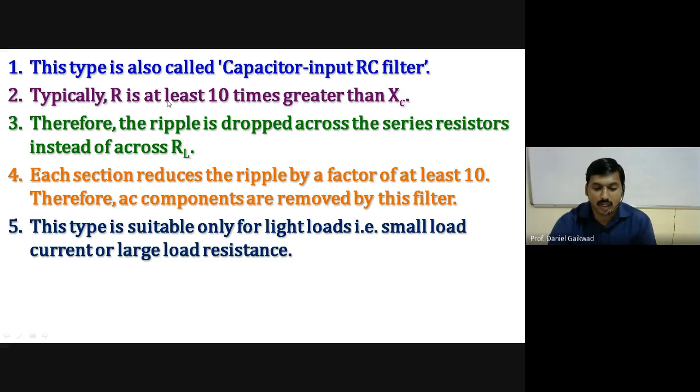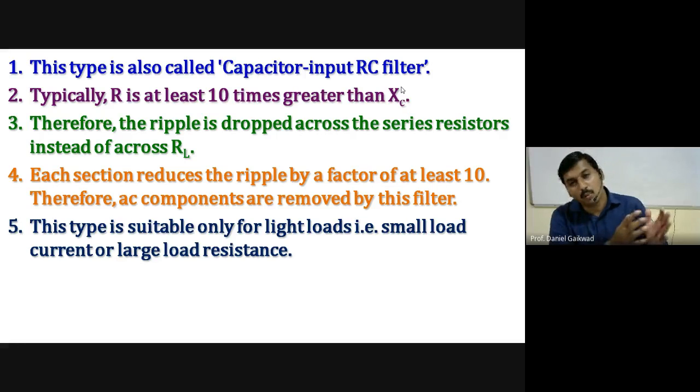Now typically R is at least 10 times greater than XC. So what is XC here? This is called capacitive reactance. So resistance R in comparison with XC is 10 times greater here. The XC is the capacitive reactance, and that capacitive reactance is used when we deal with AC circuits or AC current.